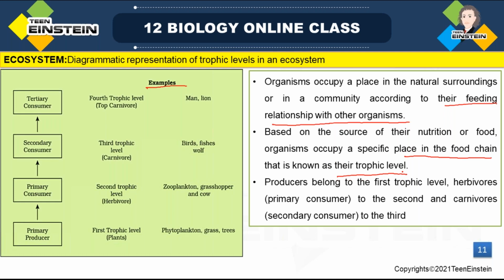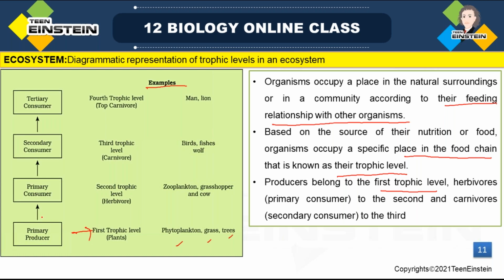Based on the feeding habit, or the source of food or nutrition, they'll occupy a particular place in the food chain. That is called the trophic level. So producers belong to the first trophic level. Here you can see primary producers are in the first trophic level. For example, tree, grass, phytoplankton, all these are primary producers. They are coming under the first trophic level. Generally, we can say plants.